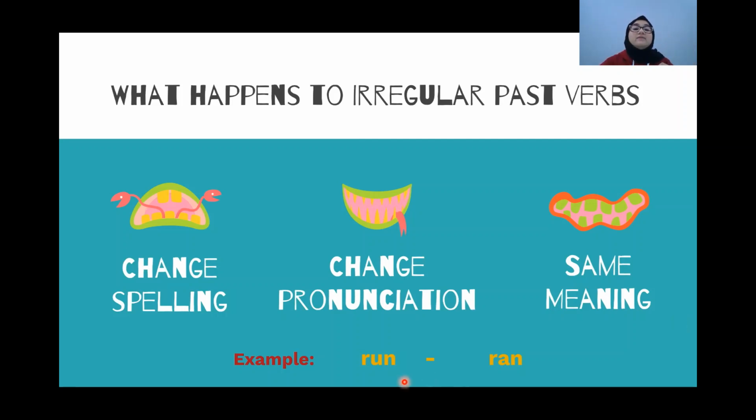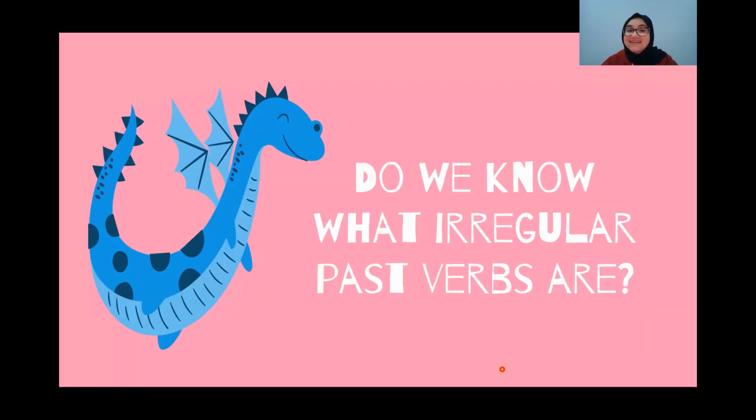For example, we have run. Run is in the present. If I want to make it past, it will be ran. The spelling changed, as we can see. The pronunciation, the way we say the word, changed, but the meaning is still the same thing, okay? So keep these 3 points in your head while you are answering irregular past verbs practices, okay? Is that simple? I think it is.